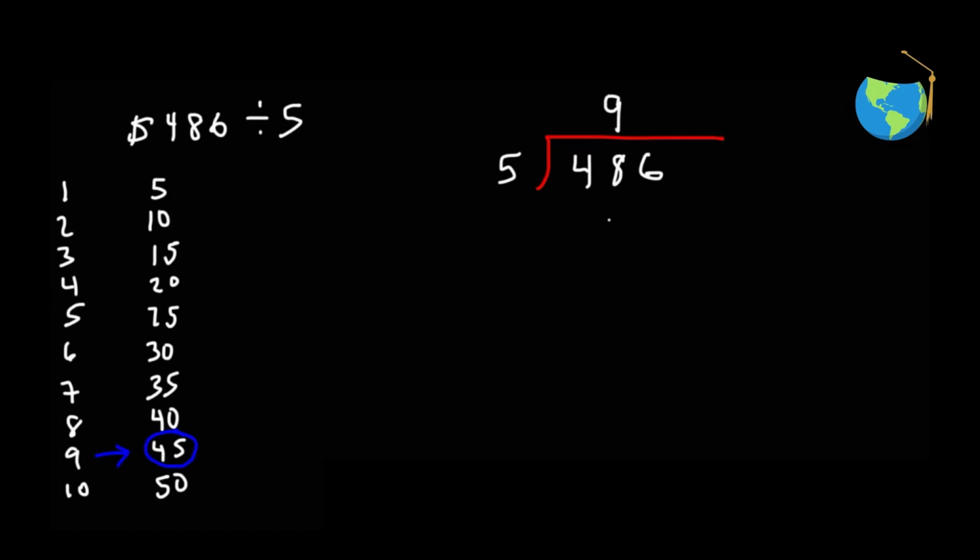So we're going to put a 9 here. 5 times 9 is 45. And then we're going to subtract the two numbers. 48 minus 45 is 3. And then we're going to bring down the 6.